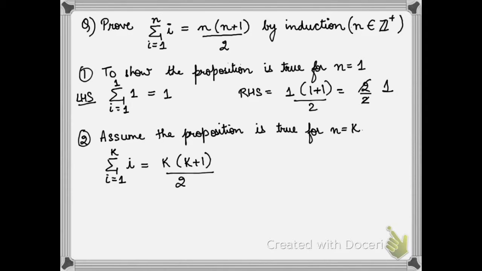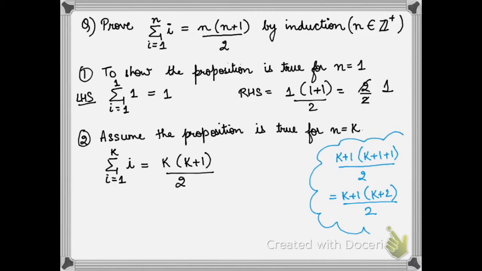So what you can do here is that whenever you have to show something, you know that your end result should be k plus 1 times k plus 1 plus 1 divided by 2. That means k plus 1 times k plus 2 divided by 2. This is what you are aiming for. So in the third step, when we do our main step of induction, you have to manipulate the equation in such a way that you end up getting this result right here.